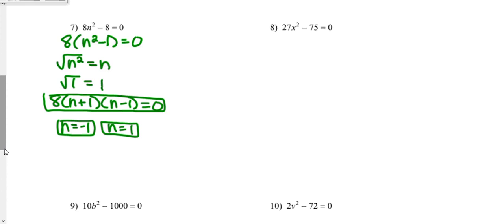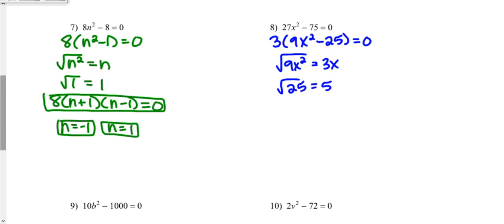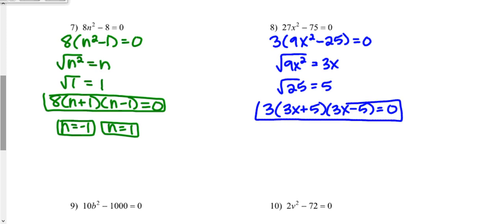All right, looking for a common factor. Those are both divisible by 3. Then we do have the difference of squares. These are both perfect squares. There's no b value. We're subtracting. So the 3 out in front, 3x plus 5, 3x minus 5. That's your factored form. And then we have our zeros. So that would be x equals negative 5/3 if I subtract 5 and then divide by 3. And this would be positive 5/3 if I add 5 and divide by 3.